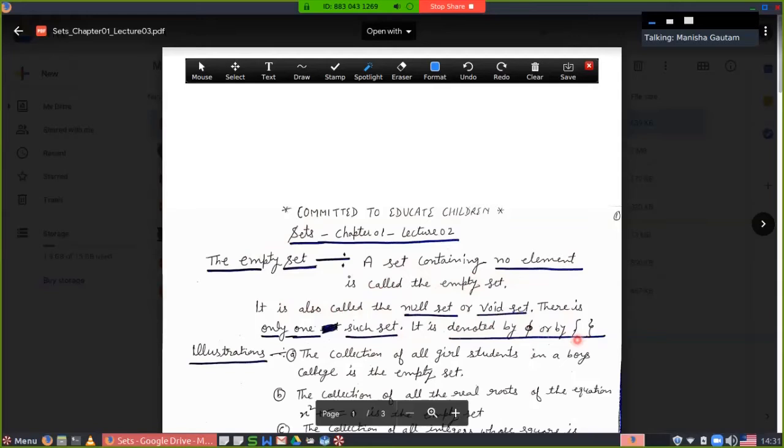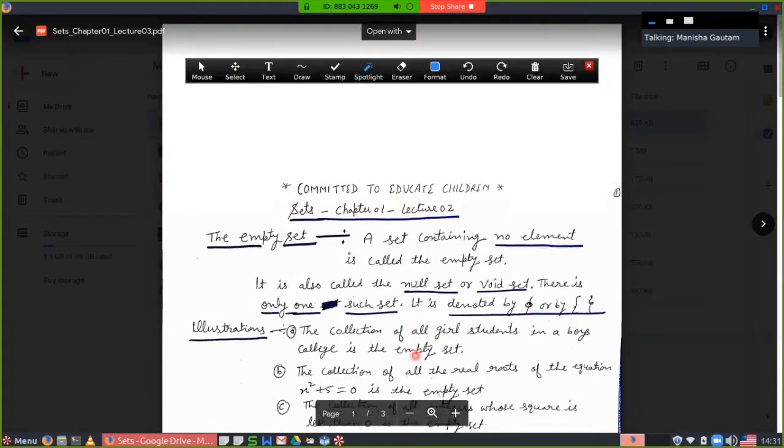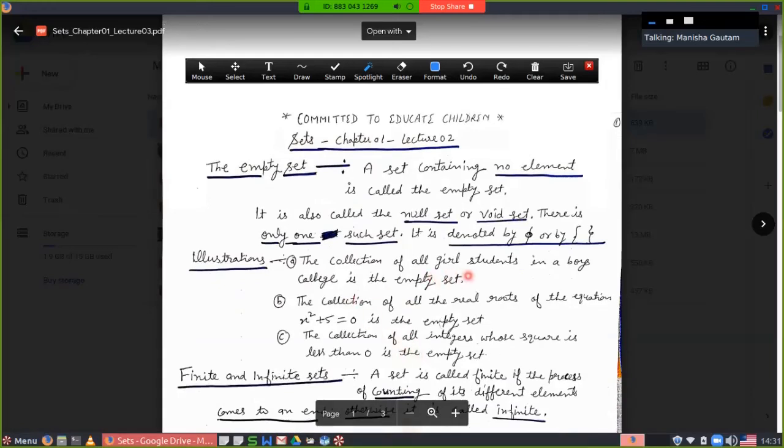It means what? Empty set can be represented by empty curly brackets or by a sign phi if a set has no element. An example for that is the collection of all girl students in a boys college is the empty set. If I ask you to go in a boys college and collect the number of girls who are students of this college, you will be unable to collect such type of students. It means no students you will collect. Number of students are 0 in your set. It means this is an empty set.